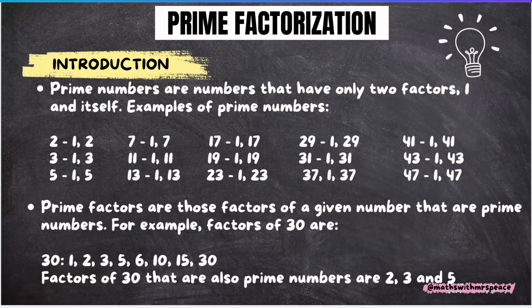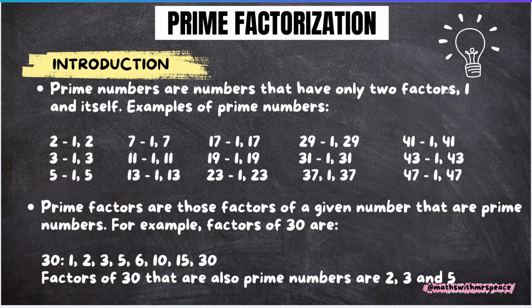Prime numbers. Prime numbers are numbers that have only two factors, one and itself. Examples of prime numbers we have displayed on the screen along with their factors. So you have 2, 3, 5, 7, 11, 13, and so on as displayed on the screen. So for each of these numbers you can see on the screen, they have only two factors, which is 1 and themselves. Any other number you try to divide them by, you will get a remainder.